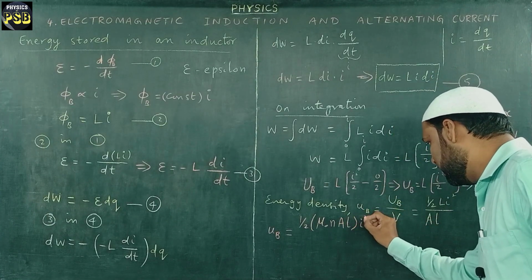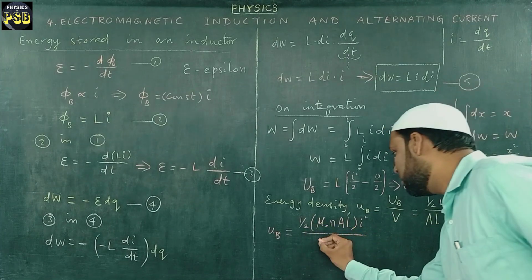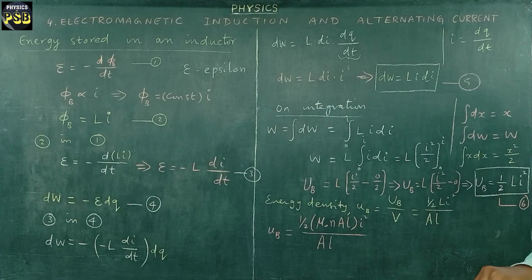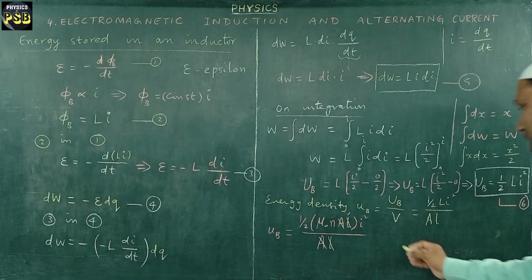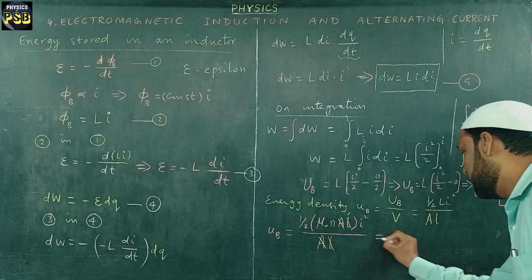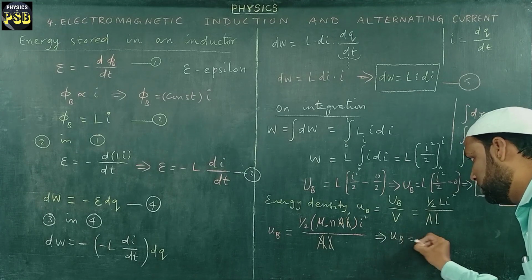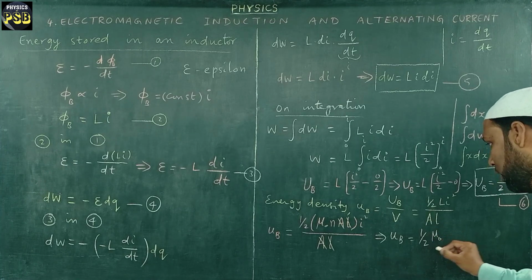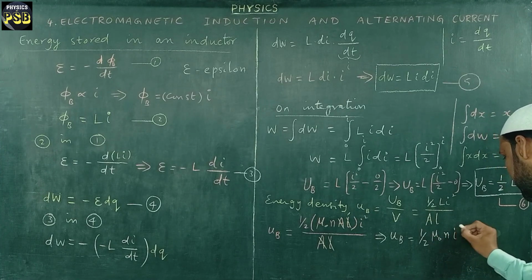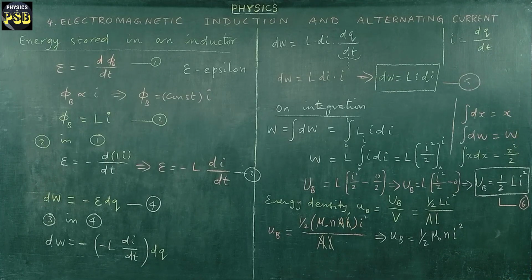Then I is kept as such, divided by A l. Now here, this A and this A get cancelled. In the same way, small l and small l also get cancelled. And what remains here is nothing but this. U B is equal to half mu naught n square I square. Here n is the number of turns per unit length of the given coil or inductor.